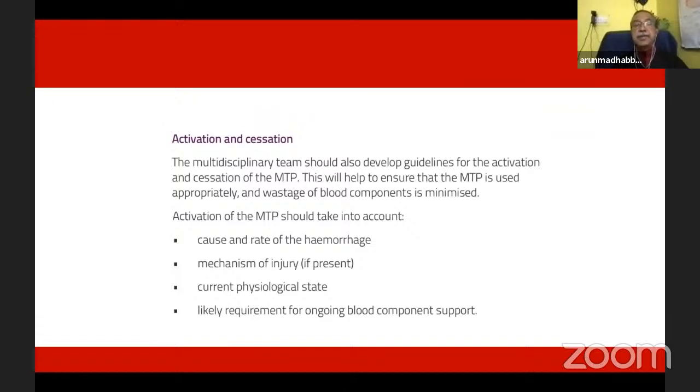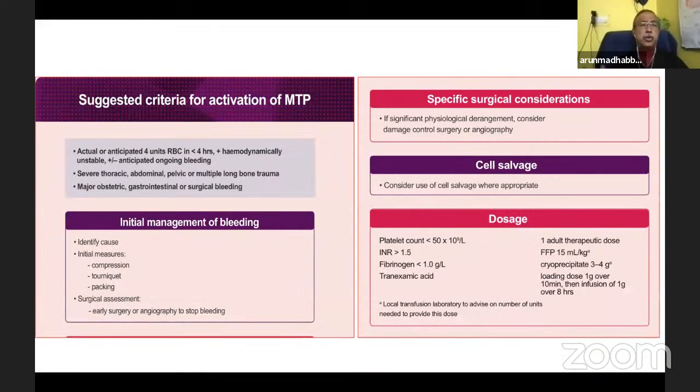We need to activate this massive transfusion protocol. For this activation, take into account the cause and the rate of hemorrhage, mechanism of injury if we know, current physiological state, and also the likely requirement of ongoing blood component support that is freely available with all of us. This activation, as I said, will have to include the initial management of bleeding. We need to find out the cause. We need to find out the compensatory measures, surgical recourse that could be required. Specific surgical considerations could also come in. Cell salvage is a possibility, but we do not utilize it so regularly in our country, but we can always think of it. The doses of different component therapies should be available and kept in mind because they might have to be used at random.